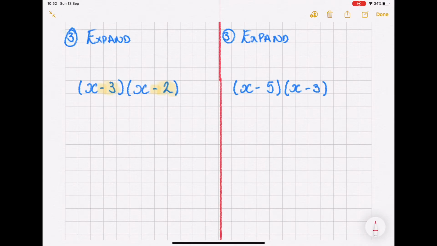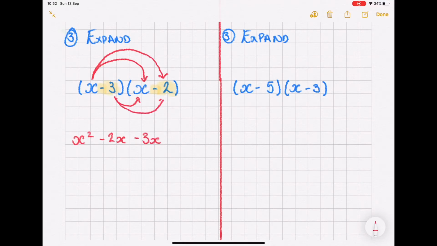So let's start off by expanding our first two, so the two x's. x times x is x squared. Then let's expand the outer two, so x times -2 is -2x. Let's expand the inner, so -3 times x is -3x. Let's expand the last, so -3 times -2. Well, negative times a negative is a positive, so -3 times -2 is going to be +6.